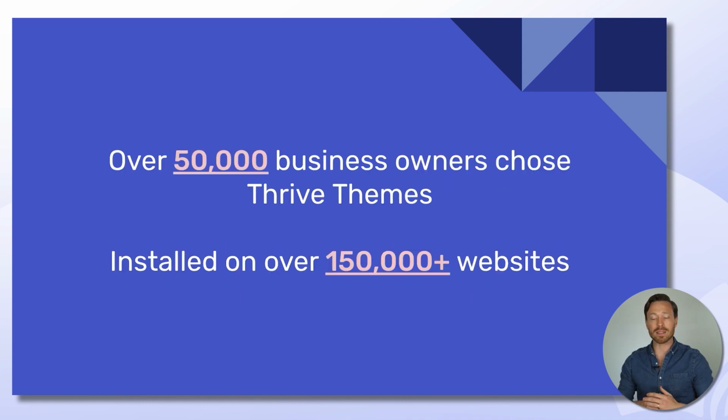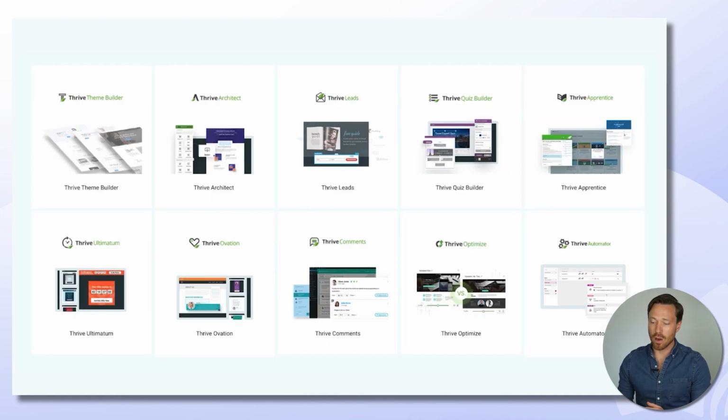And we've been really proud to see that over the years, over 50,000 business owners have decided to build their online businesses with Thrive Themes products. Currently, our software is installed on over 150,000 websites worldwide, a number that makes us very, very proud. Over the years, we have grown Thrive Suite into a whole collection of plugins and themes for WordPress. We currently have 9 plugins and Thrive Theme Builder, our theme editing engine for WordPress.